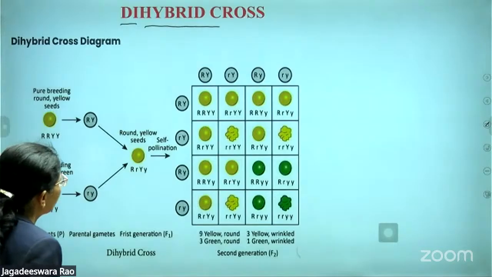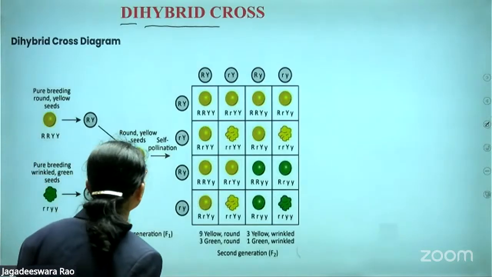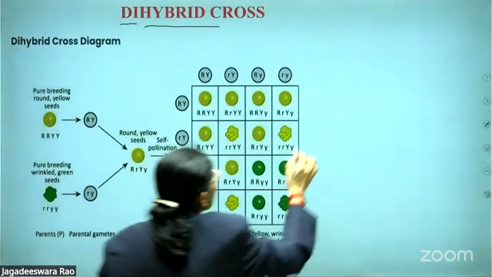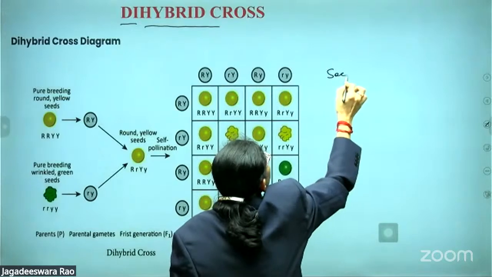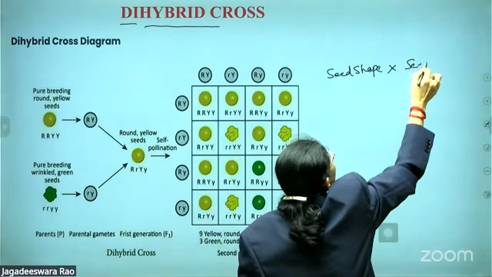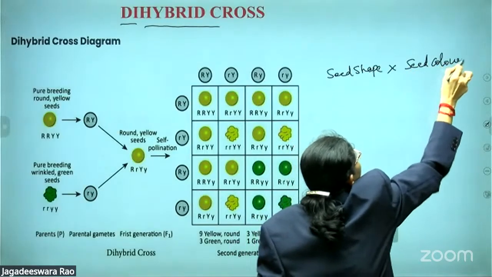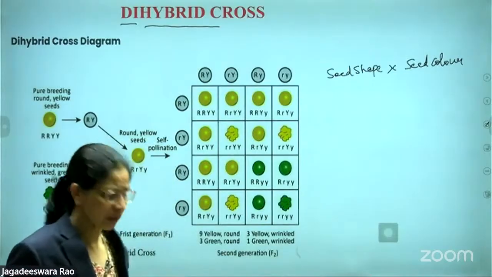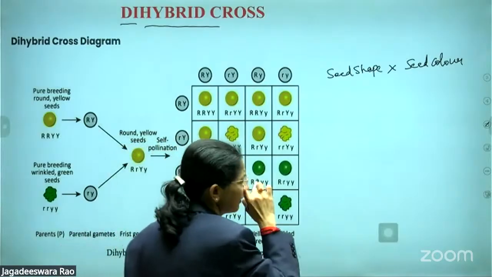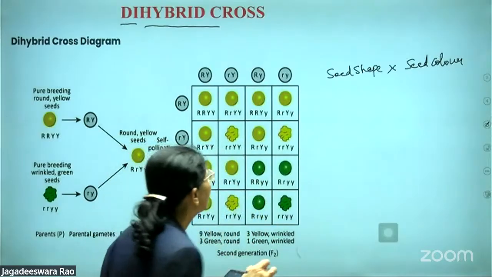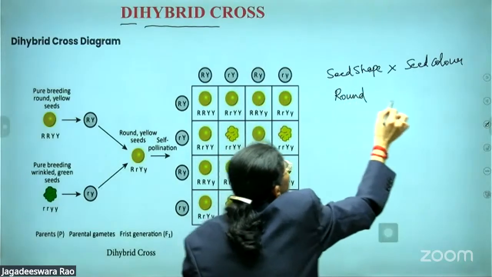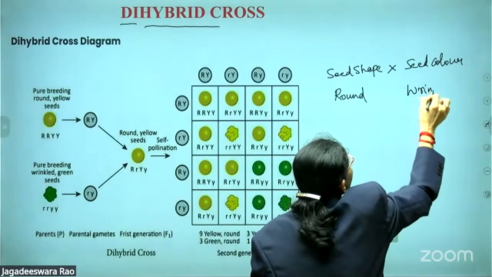Now which characters has he used, children? He used the seed shape and the seed color. Which are the characters he selected? Seed shape and seed color. You can take any two characters from Mendel's 7 pairs of characters. Yes, seed shape. What is the seed shape which is dominant? You know, round shape is dominant over wrinkled seed, right?